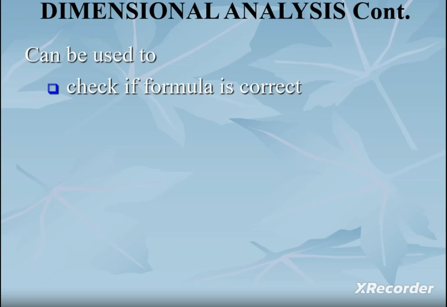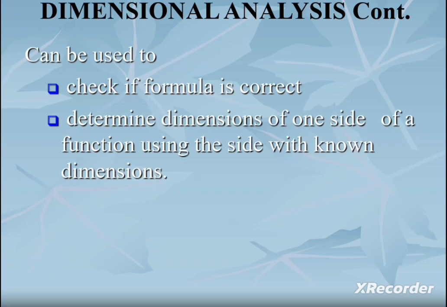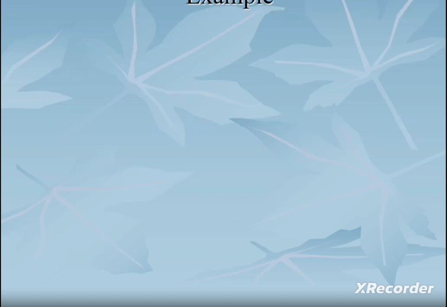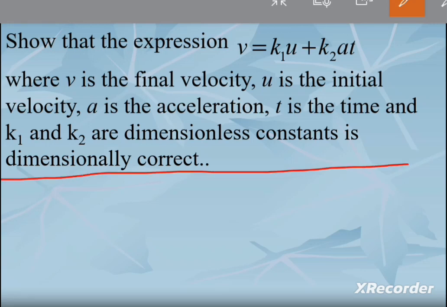So dimensional analysis can be used to check if a formula is correct. It can be used to determine dimensions of one side of the function using the side with known dimensions. For example, dimensional analysis can be used to check the correctness of the equation. Let us talk about an example of the correctness of an equation.